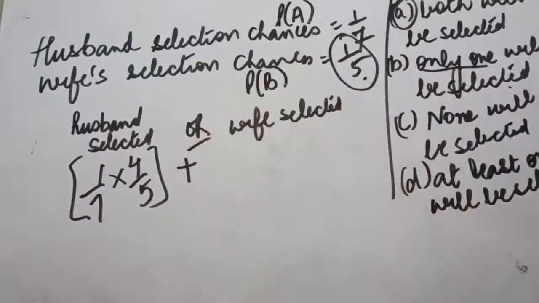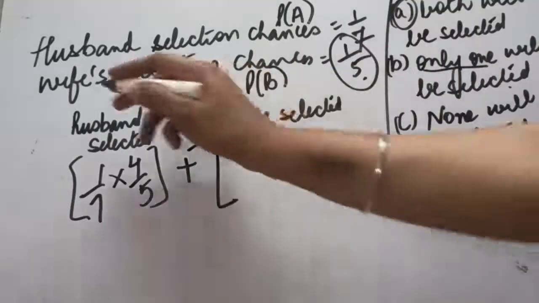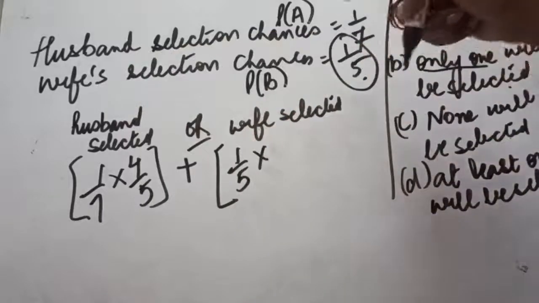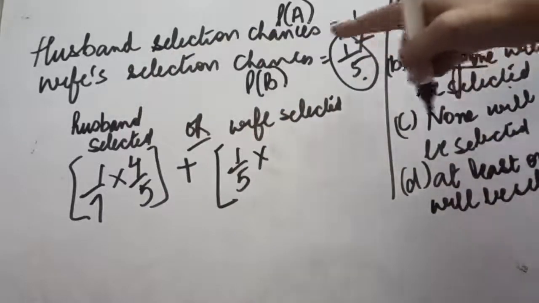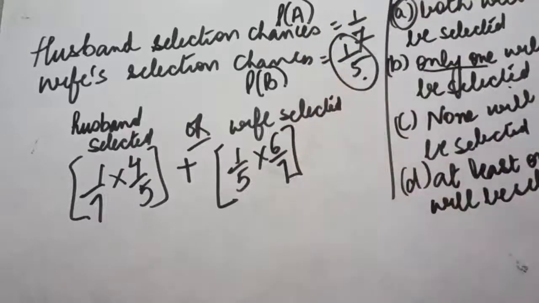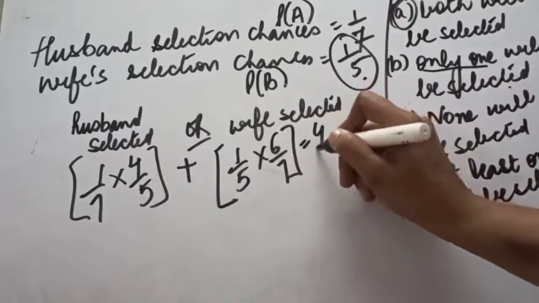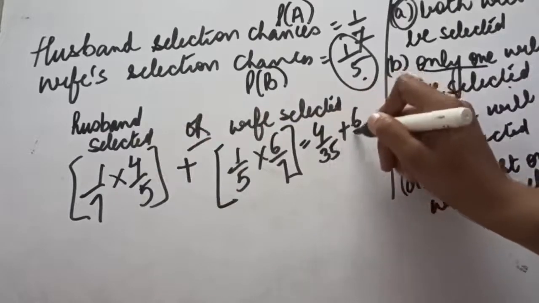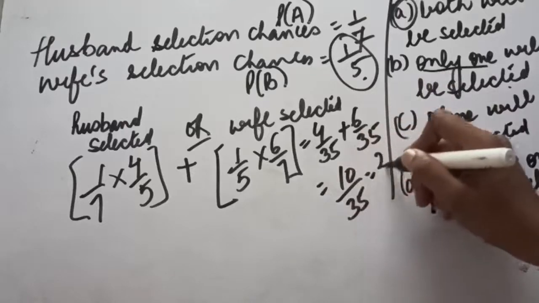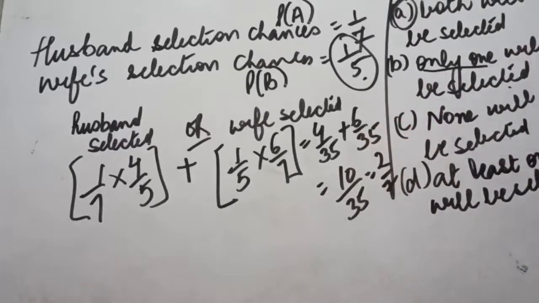Or means addition theorem. If wife is selected, the selection of wife chances are 1 upon 5, but here husband will be rejected. So if 1 upon 7 is the chance of husband selection, it will be 6 upon 7 will be the chances that wife will be selected and husband will be rejected. So we can solve this. It will be 4 upon 35 plus 6 upon 35, 10 upon 35 or 2 upon 7. So this will be how you will solve the second point.